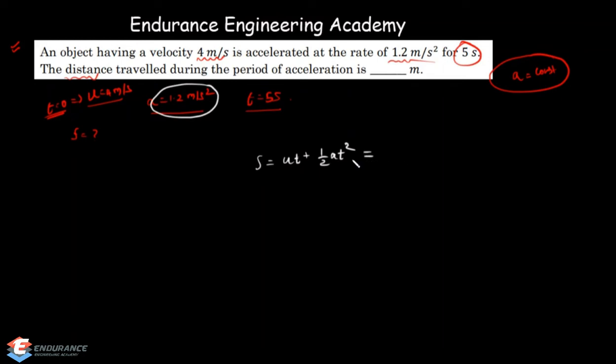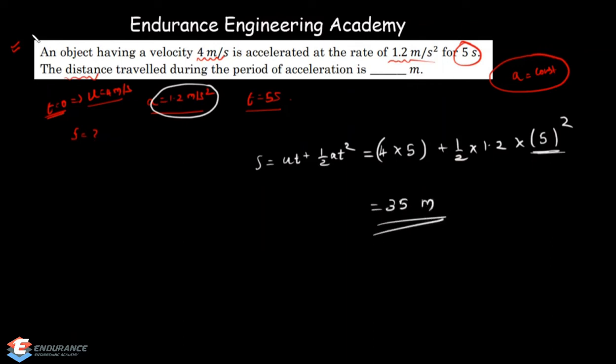So that will be equal to, initial velocity is 4, time taken was 5, 4 into 5 plus 1 by 2 into acceleration 1.2 into time taken 5 square. So this will become 20, and this will become 25 into 1.2 by 2, which is 15. So 20 plus 15 is 35, and it will be in meters. So the correct answer for this question is 35 meters.